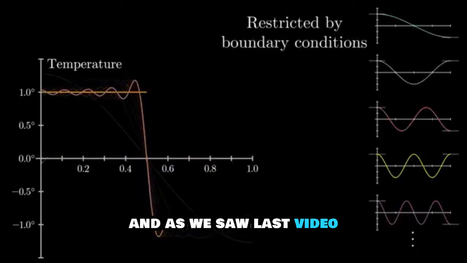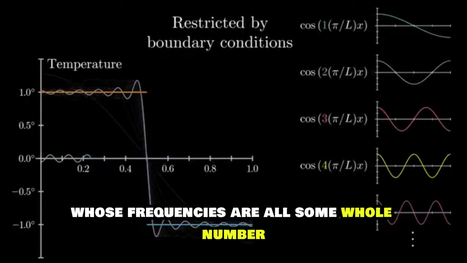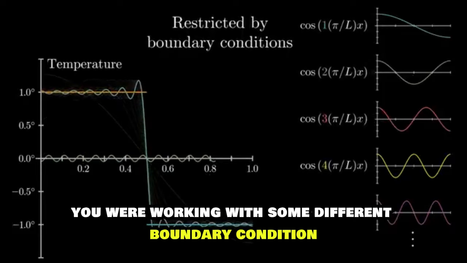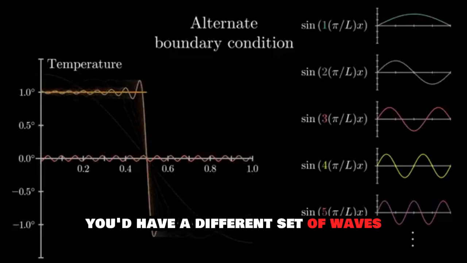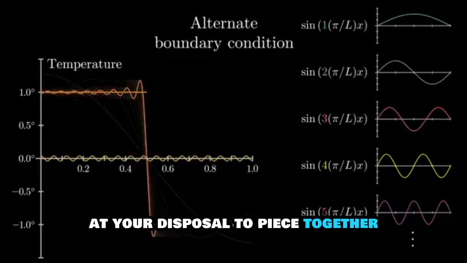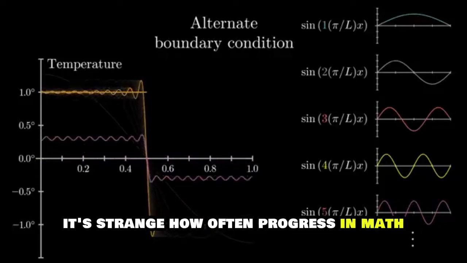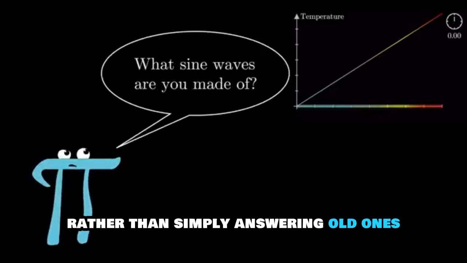And as we saw last video, that means working with these cosine functions whose frequencies are all some whole number multiple of a given base frequency. And by the way, if you were working with some different boundary condition, say that the endpoints have to stay fixed, you'd have a different set of waves at your disposal to piece together. In this case, simply replacing that cosine expression with a sine. It's strange how often progress in math looks more like asking a new question rather than simply answering old ones.